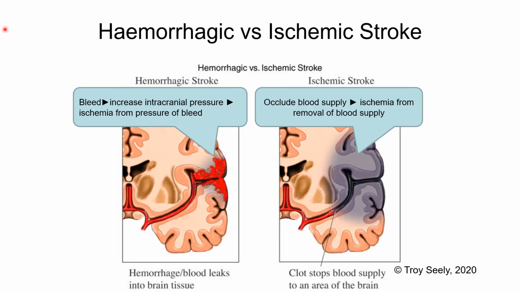So let's look at a visual representation just to clarify one more time, hemorrhagic versus ischemic stroke presentation. We initially started to talk about the ischemic stroke presentation where we have the occlusion of blood supply, and that results in ischemia from a removal of blood supply. So here, the clot would stop blood supply to this particular region of the brain, affecting the brain's ability to perform the tasks that are designated in this region. Compare that to this bleed that is present in the hemorrhagic presentation. It will increase intracranial pressure, and the ischemia from the pressure of the bleed will also be there.